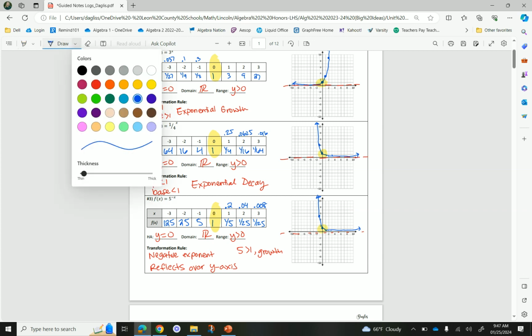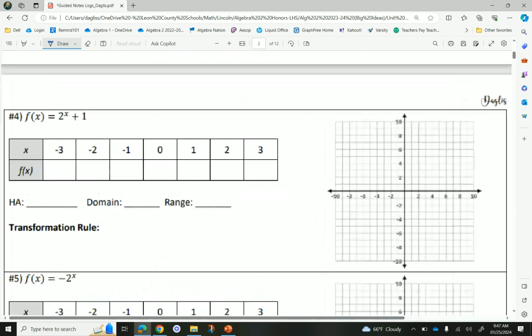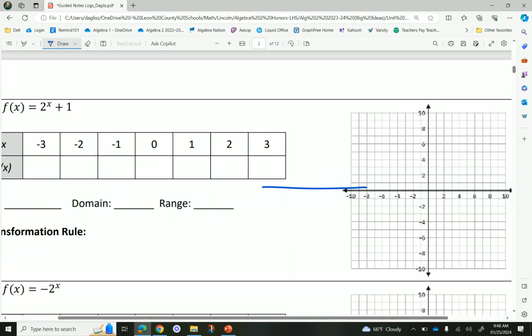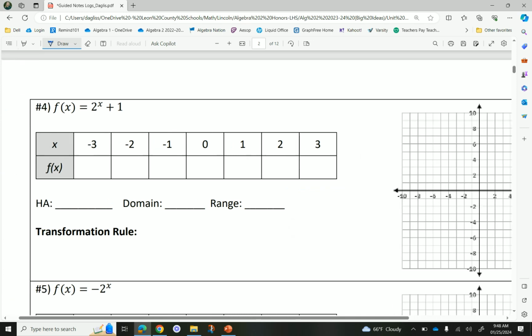Look at our next one. Look at our next guy. It is 2 to the power of x plus 1. What usually happens when we add something onto the end of a function? It usually bumps it up, right? You think it's going to do the same thing here? Possibly. All right. Well, good thing we already did 2 to the power of x in our warm-up, right? All we have to do is just add 1.